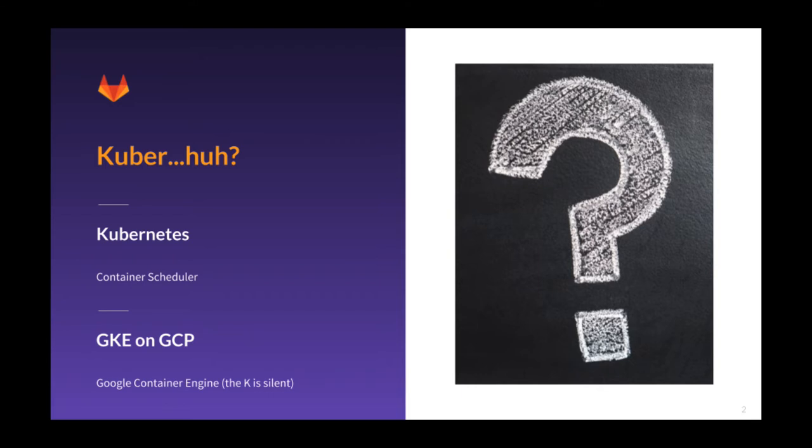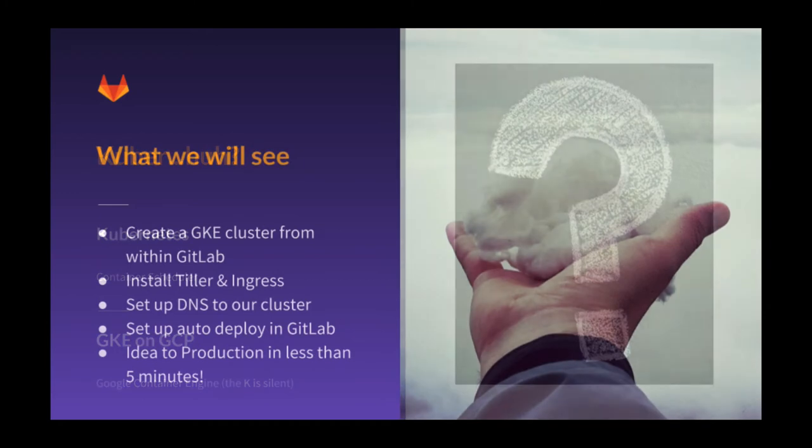GKE is the container engine service from Google Cloud Platform that lets you easily spin up one of these powerful Kubernetes clusters with the touch of a button and handles the management and updates of the cluster for you. This can easily accelerate your group's move to cloud native.